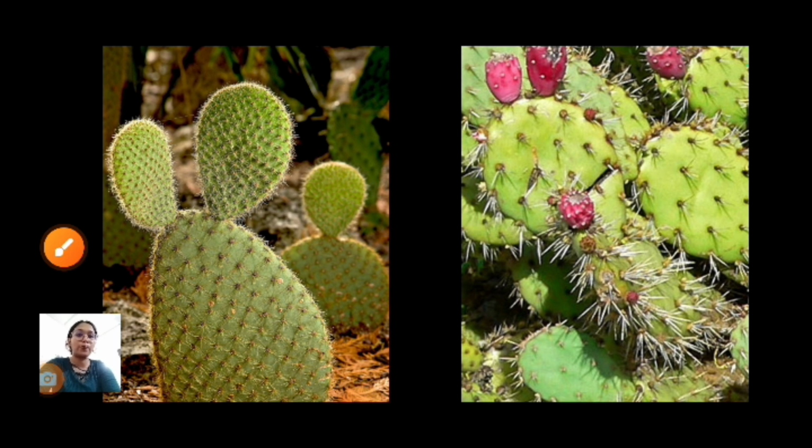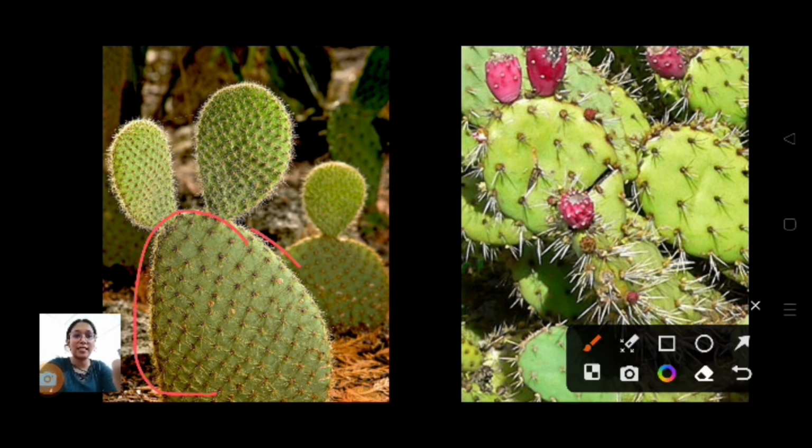I'll show you a picture. This is a picture of a cactus plant. Okay, so here this structure, can you see? This is a stem. This is a stem. Okay, these are the stem structures, and the spokes, you can see the thorns, small thorns. These are the leaves. Are you getting? These are the leaves. Is it clear to you all?